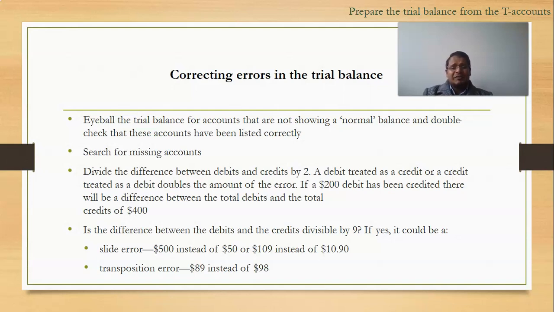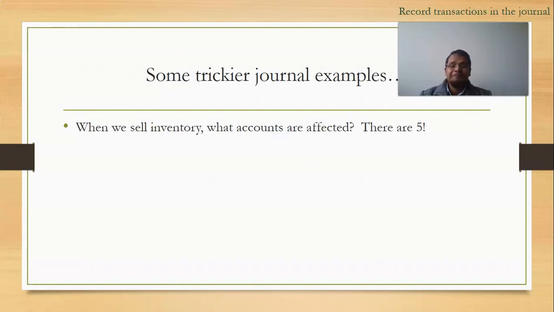If the difference between debits and credits is divisible by 9, it can be a slide error, like 500 instead of 50, or 50 instead of 500, or 109 instead of 10.90. Or it can be a transposing error, like 89 instead of 98, or 98 instead of 89. So you can see whether anything similar happened. Is there any transaction like 89, or any transaction like 98? Then you can see an easy way to find this out.